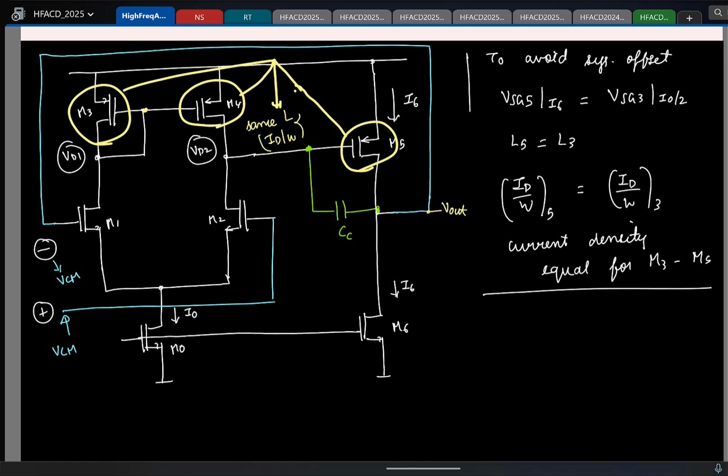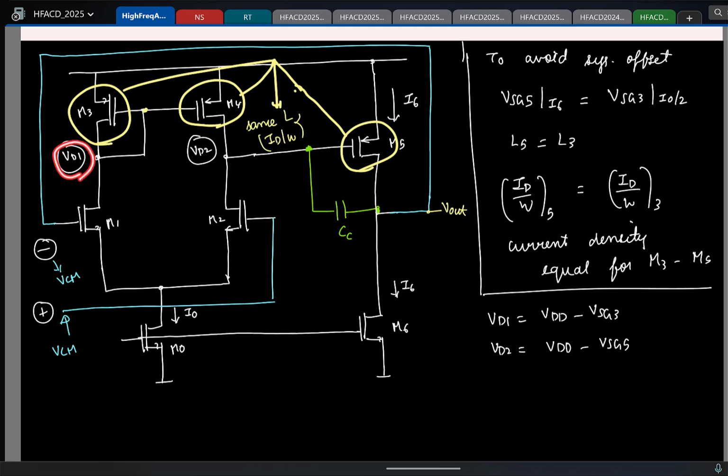Cool. So now, let us say even if you don't do this, you don't keep the VGS equal, there is going to be systematic offset. You can actually compute how much the systematic offset will be. For that, let me write the drain voltages. So I know my drain voltage VD1 is VDD minus some VSG3. I will not write the current for simplicity. VD2 is set to VDD minus VSG5. Correct.